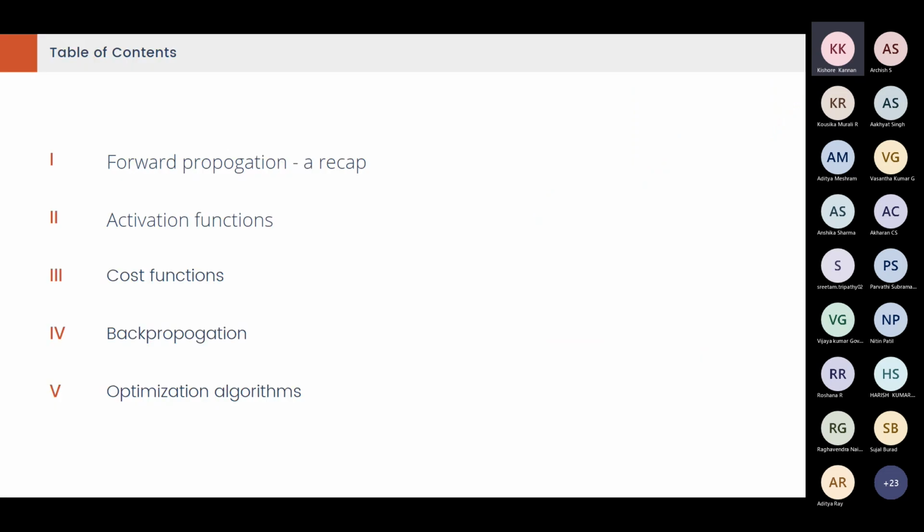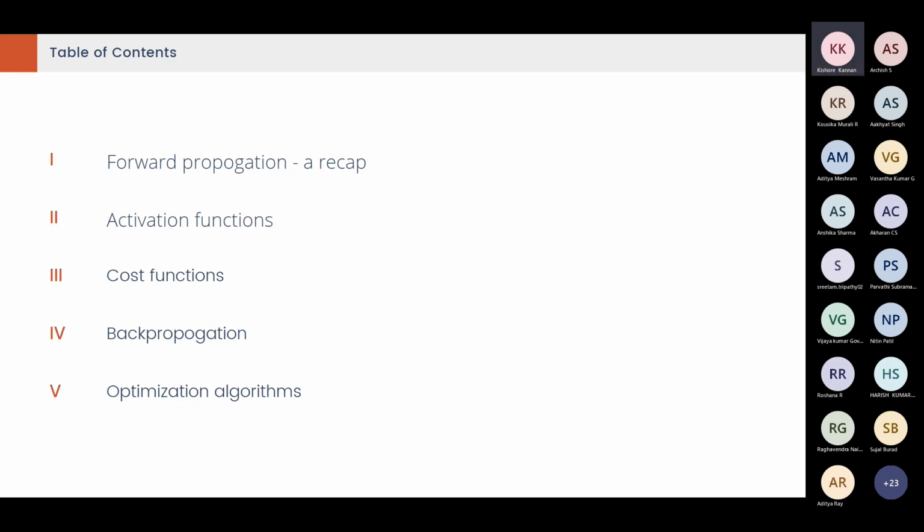Today we'll first have a recap of what we learned in the previous session, which is forward propagation. Then we'll look in detail at some of the activation functions, and then we'll go to cost functions. Then we'll look at something called back-propagation, which is important for training the network. And then we'll look at optimization algorithms to converge the networks faster.